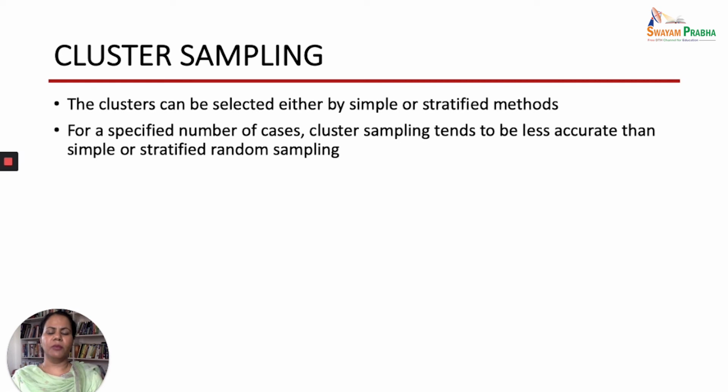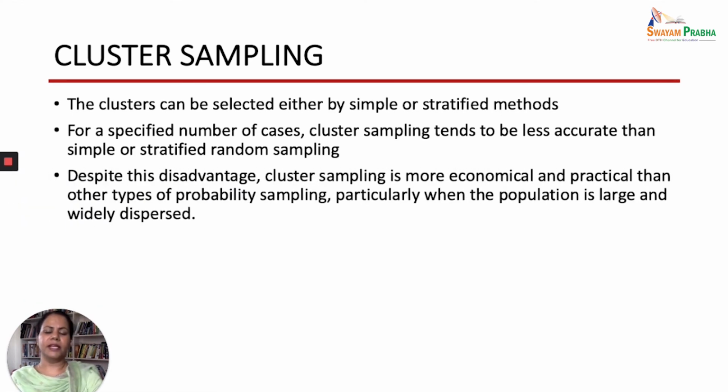For a specified number of cases, cluster sampling tends to be less accurate than simple or stratified random sampling. This is because at every stage you are selecting the elements randomly, so the other elements you are missing. A large number of subjects you will be missing in your sample. So that is why it is not as accurate as simple and stratified random sampling.